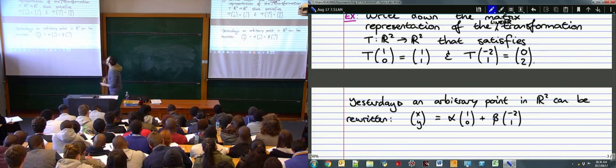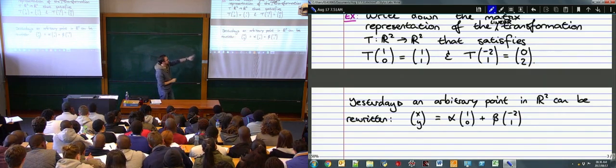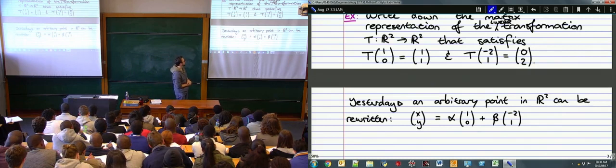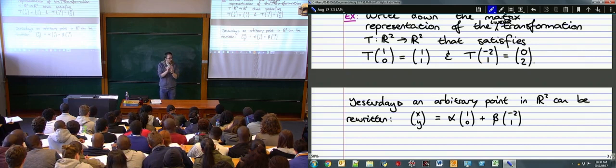So yesterday we said that an arbitrary point in R2 can be rewritten in the following way. We actually went a little bit further and we calculated the values for alpha and beta. I think we said beta is y and alpha is x plus 2y. Must be x plus 2y, right? But the important thing is that an arbitrary vector xy can be written as a linear combination of these two.